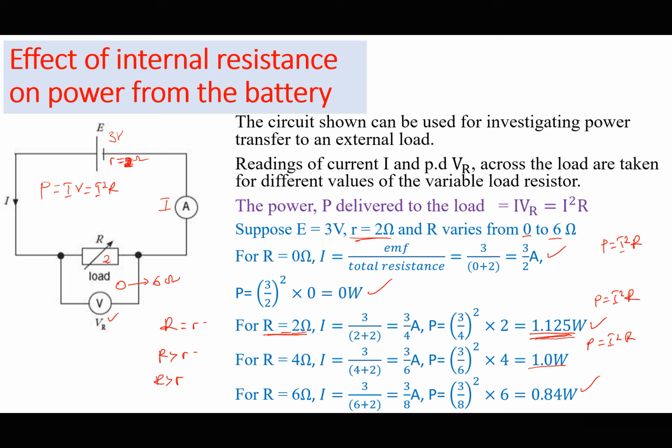What is this telling us? It appears as if the power delivered by the battery is maximum when the resistance of the load, or the external resistance, is equal to the internal resistance. A battery supplies maximum power when the internal resistance is equal to the load resistance, or when the external resistance is equal to the load resistance.